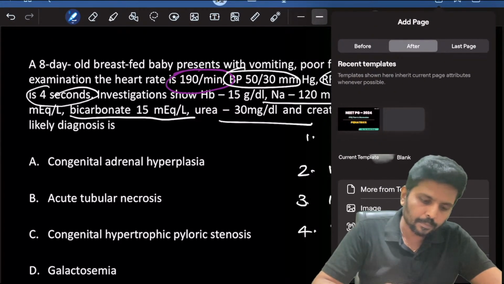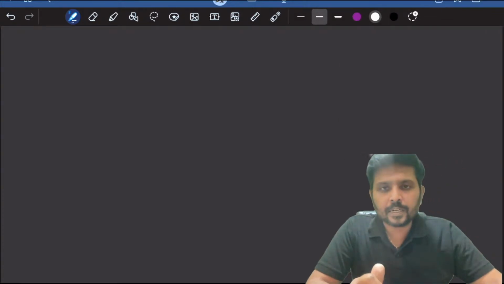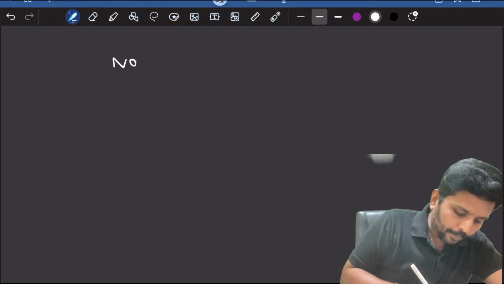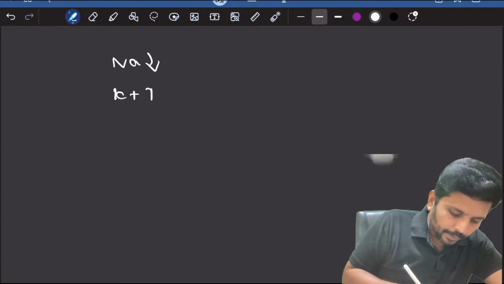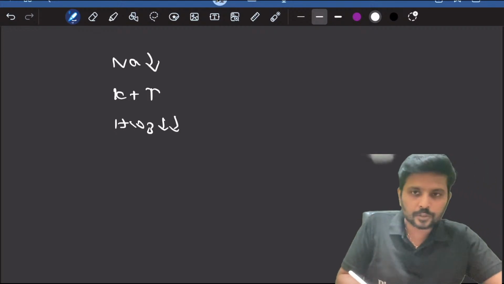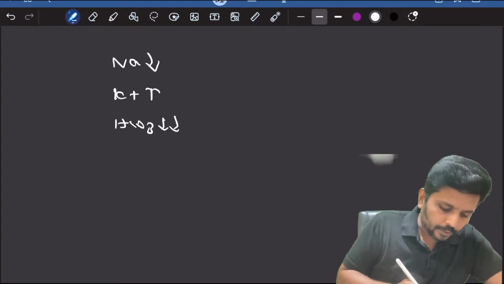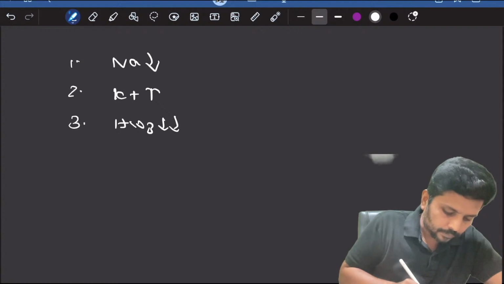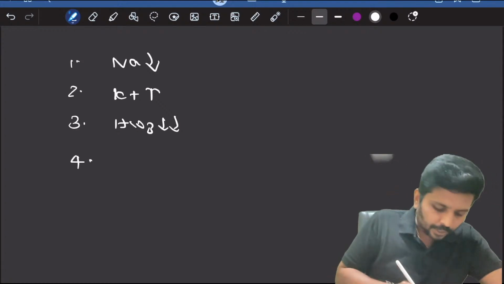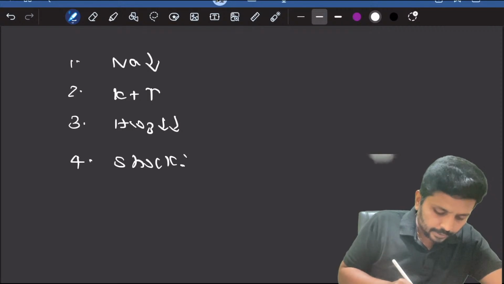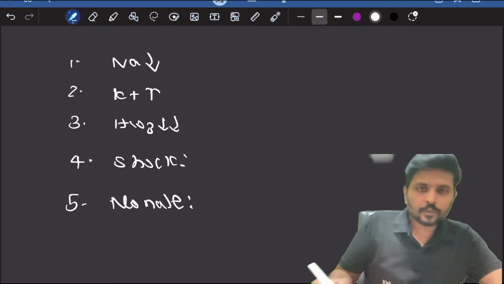The answer is simple. So in which condition you will get this one? So you have hyponatremia, you have hyperkalemia, you have low bicarbonate, that means metabolic acidosis, and then the child is in shock. And this is a neonate. So this is the condition.